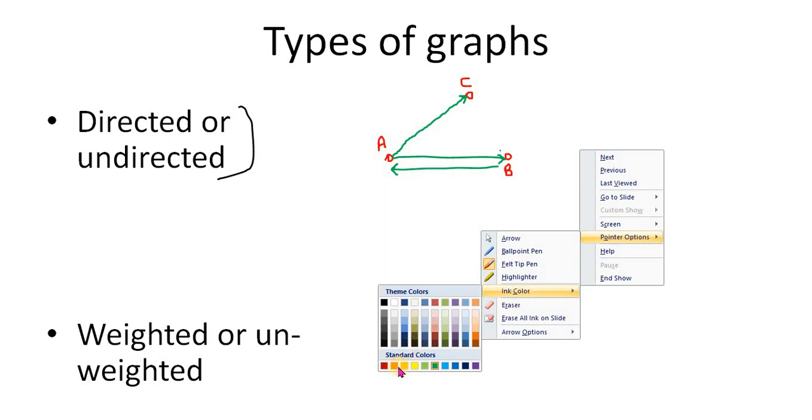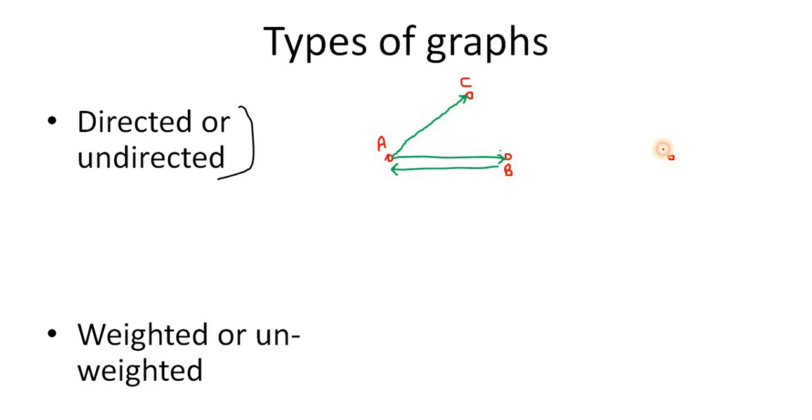So if the graph doesn't have arrows in it, the edges don't have any direction, it means the graph is an undirected graph. So this is an example of an undirected graph, UDG, and this is an example of a directed graph, DG. Okay, I hope that this is clear. It was not that difficult.